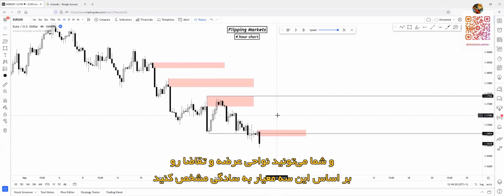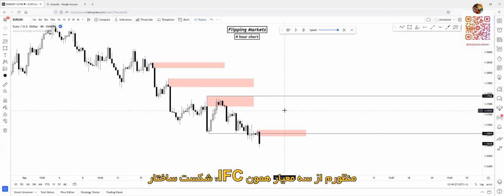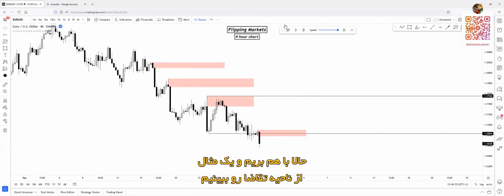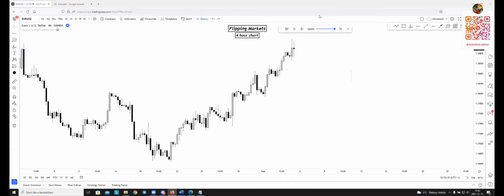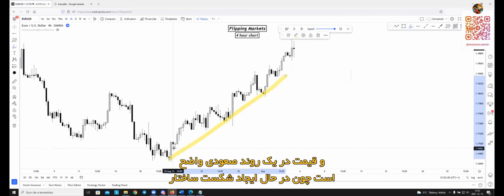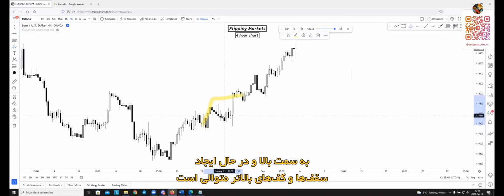You can mark out supply zones and demand zones based on these three criteria: inefficiency, break of structure or change of character, or opposite side zone break, and liquidity sweep or collect. Okay, let's see a demand zone example. As you can see, we are on the 4-hour chart again, and price is in a clear bullish trend because it's creating breaks of structure to the upside and forming a series of higher highs and higher lows.